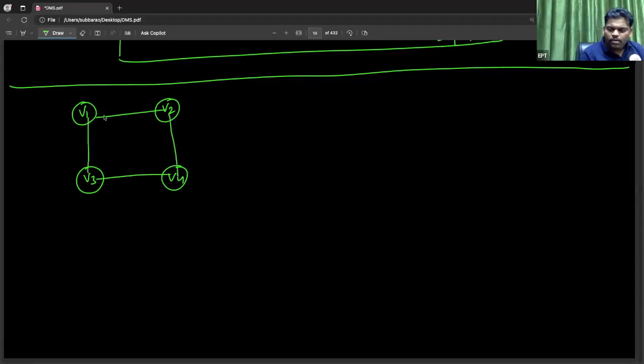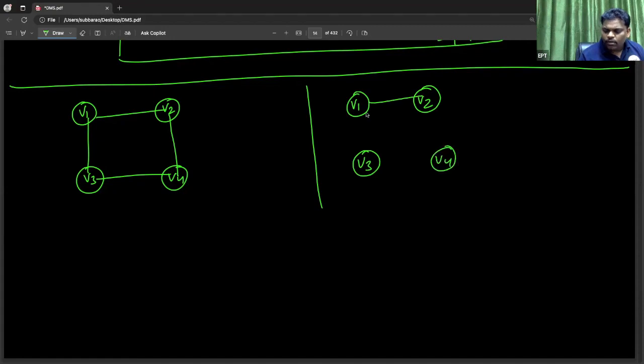Let me help you now. In this graph, whatever graph I draw, let me do the same thing once again. V1, V2, V3, V4. Same diagram I drew again. Now listen, can you help now? Left diagram, right diagram. Who is having a cycle?